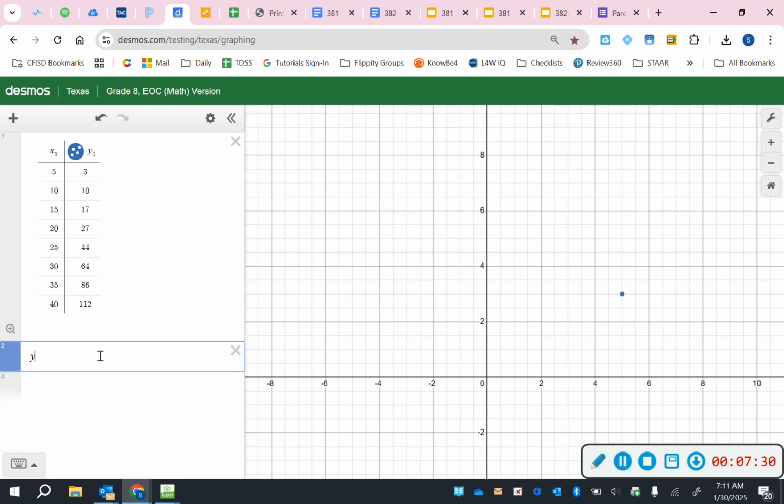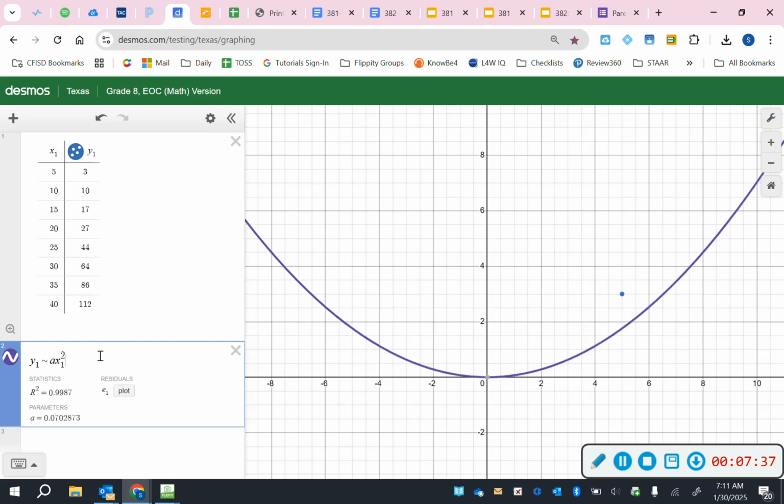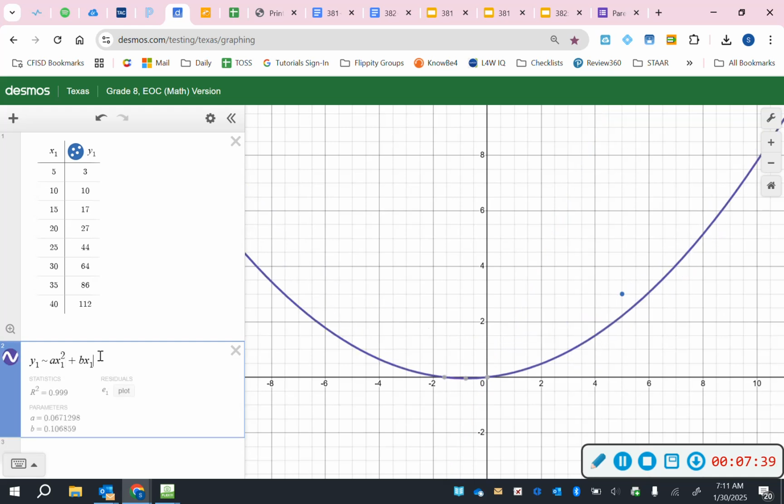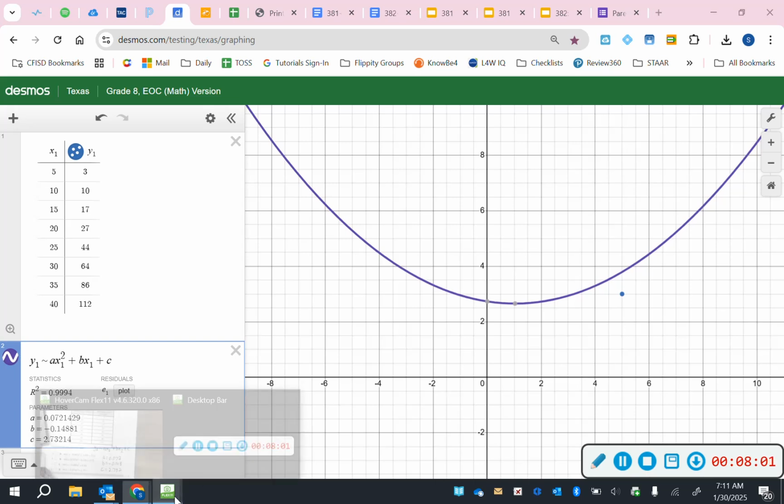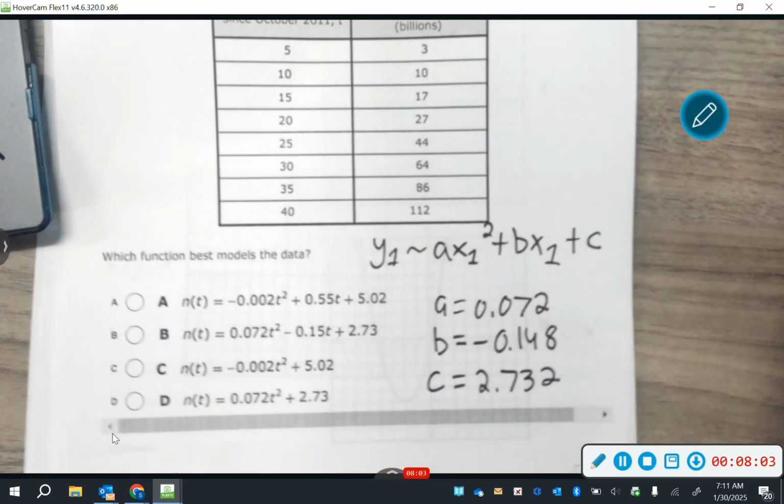Plug in down here, y1 squiggly line, ax1 squared plus bx1 plus c. And I'm going to write down that my a equals 0.072. My b should equal negative 0.148. And my c should equal 2.732. So these aren't going to be exact matches. We're going to find whatever's closest.